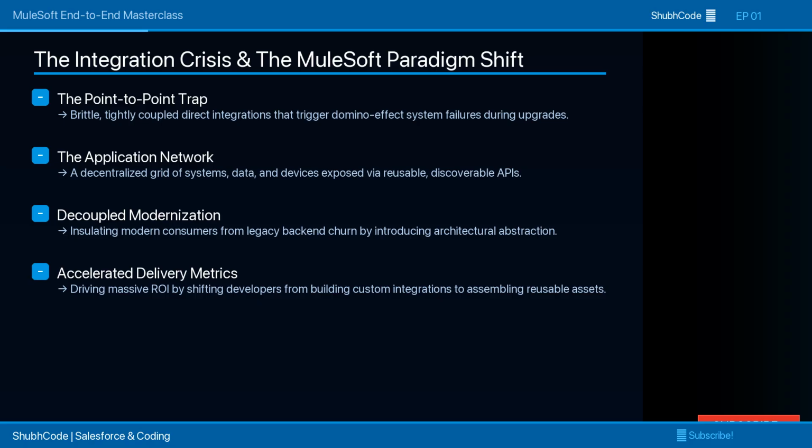In this masterclass, we are pivoting away from this chaotic mess to the MuleSoft paradigm shift, the concept of the application network. Instead of hardwiring applications together, we build a network of reusable, discoverable plug-and-play nodes connected by standardized, secure APIs. This means, when your ERP shifts from SAP ECC to S/4HANA, your upstream digital experiences do not break because they are interacting with an abstract semantic layer.